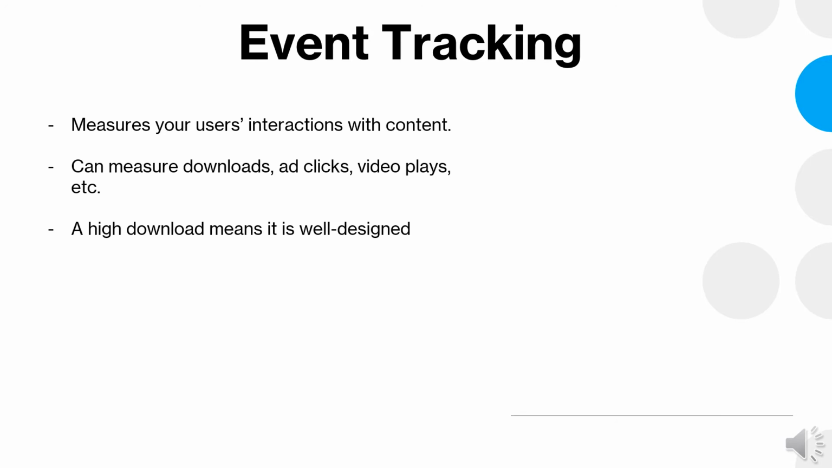So if you have a high download of a certain video, then it means that video is well designed and your users are actually loving it. Or if you have a high ad click, it means something on that website of yours is well designed and your users are loving it. So the higher the event tracking, or the higher the number of those elements that you're trying to measure, the better. If it's low, then you have to go back, iterate, and then test again.